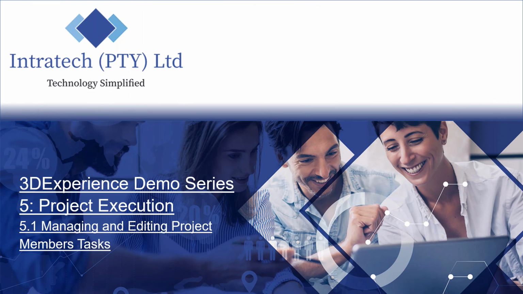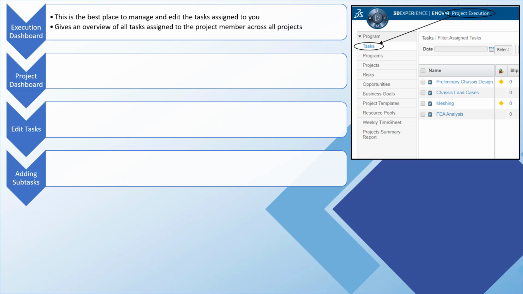To kick off, the core of the project execution app is managing members' tasks, beginning with the project execution dashboard. This page is for managing tasks and gives the member an overview of all tasks assigned to them across all projects, as well as the status, estimated start and end dates of the tasks. Note that only tasks promoted by the project manager to the ready state and onward will appear on the member's task list.